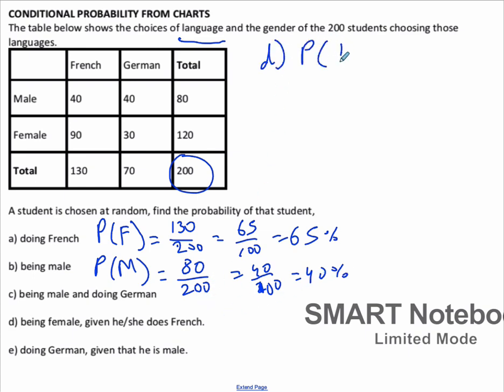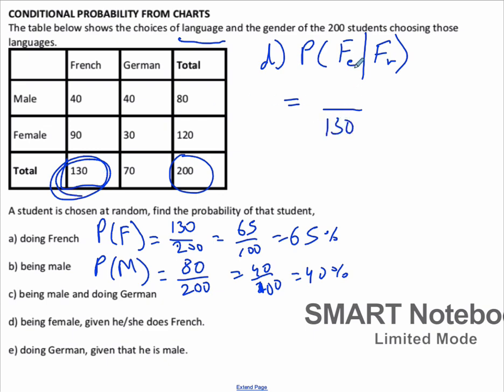And let's do part D up here. Probability of female given they do French. Oh, I'd used F for both. Let's use FR for French and FE for female. So we can use the formula, or we could just logically do it. Your denominator is the number of people that take French, because we're given that they take French. So the denominator is this one.